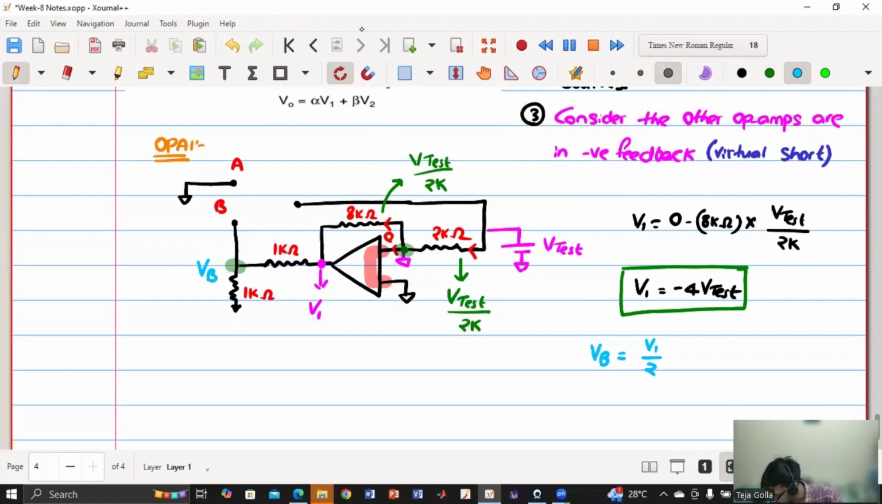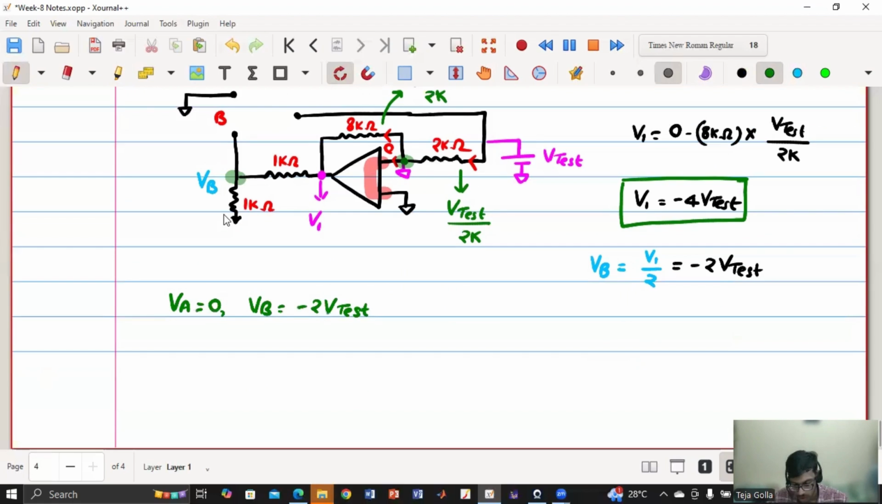Yes, sir. So now this becomes my minus 2 V test. So now let us gather all the things that we got. First of all, VA is 0 and next, VB is minus 2 times V test. Okay. So now what is VAB?